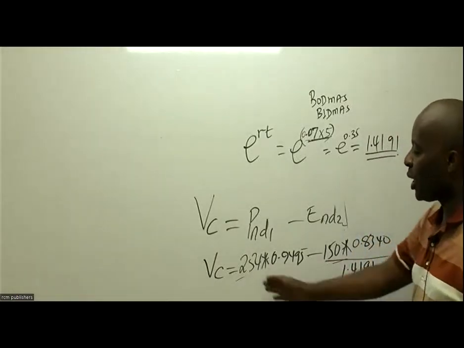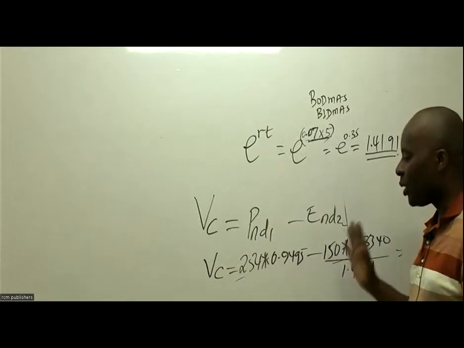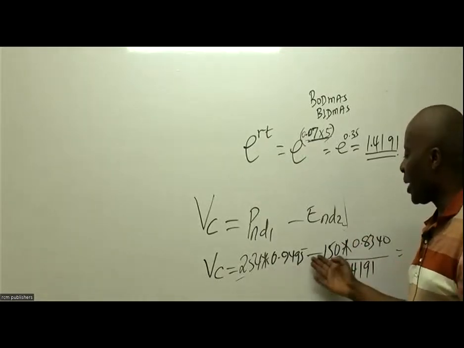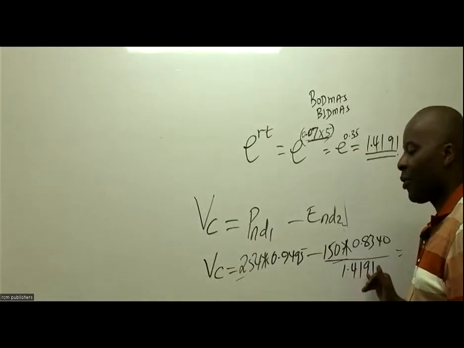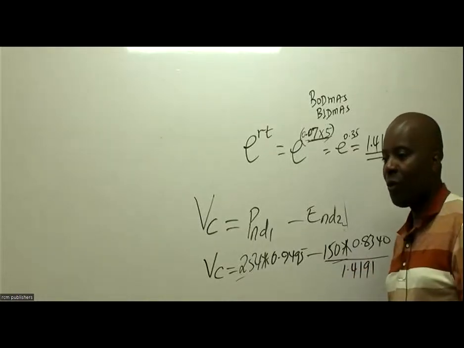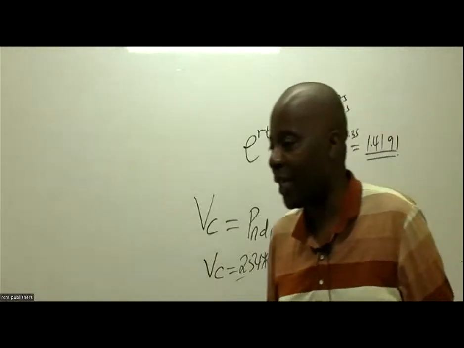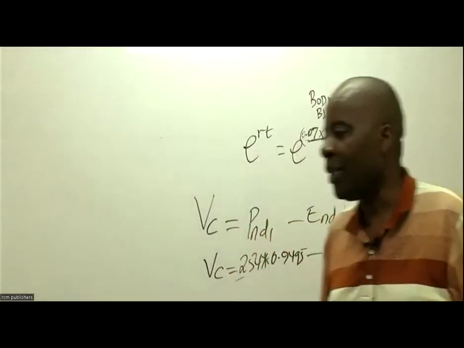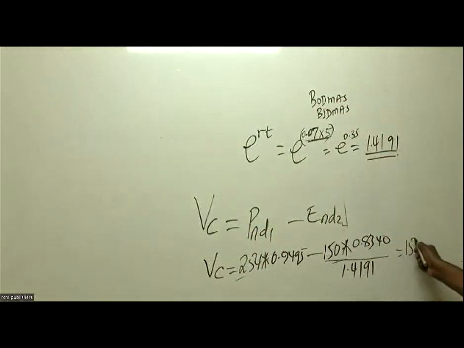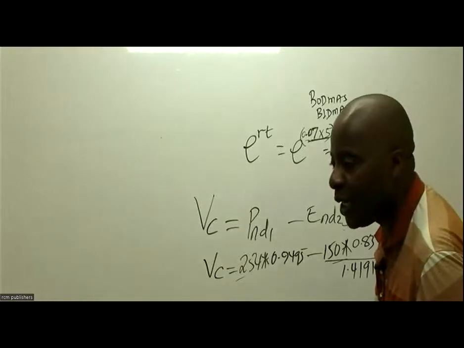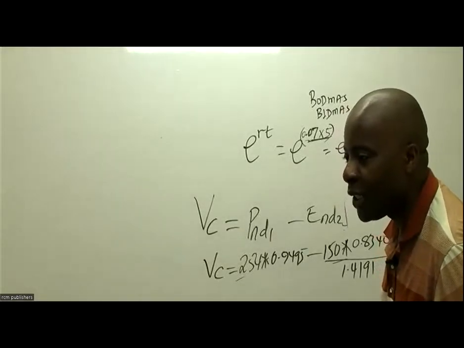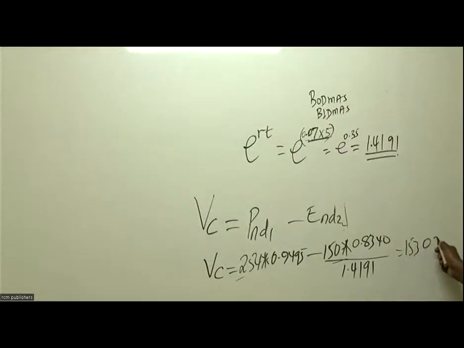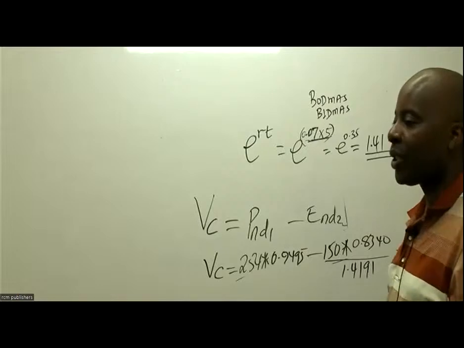What you do, you're supposed to take this times this. Don't say equals anywhere. This times this, minus this times this, you divide by 1.4191, and then you get an answer. So from Gracie, the answer is 153.02. Thank you very much, Joy Kamar. 153.02, with a decimal there. Thank you so much. But remember, it can't stop there.